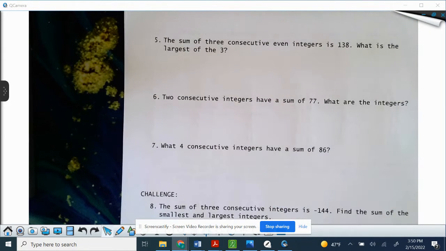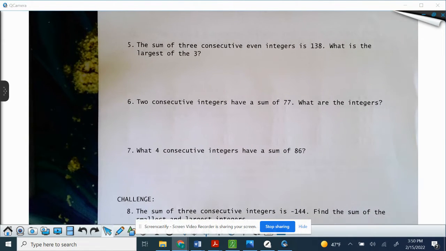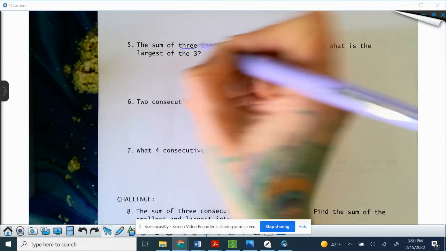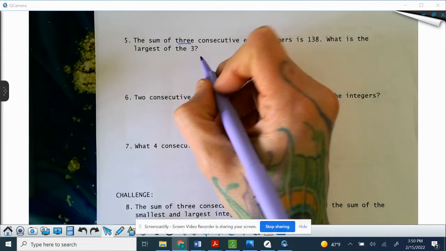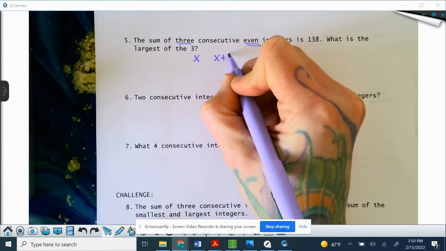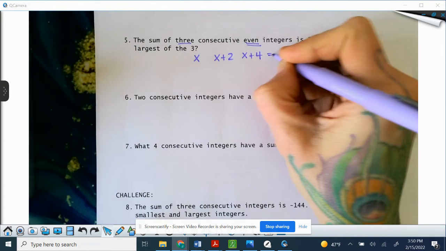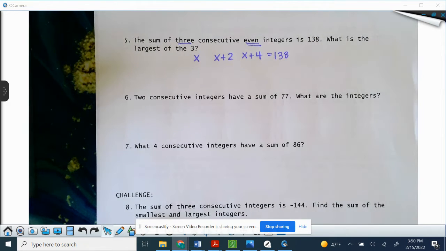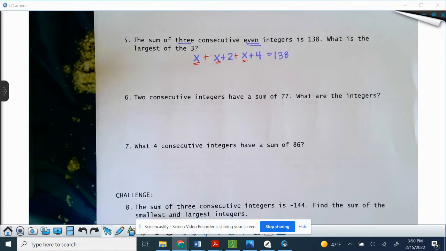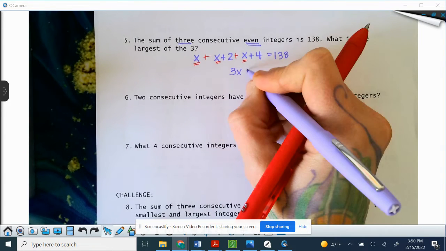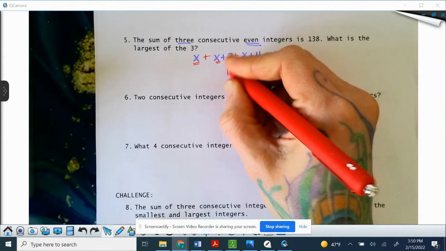All right, moving right on to number 5. The sum of 3 consecutive integers is 138. What is the largest of the 3? So the sum of 3, so I know I need 3, and they're even. So again, just like odd, it's the same pattern. I have x, x plus 2, and x plus 4. Then I'm going to add them together, and it's going to equal 138 because it says their sum. So we're going to combine our x's, and that's going to give us 3x plus 6 equals 138.